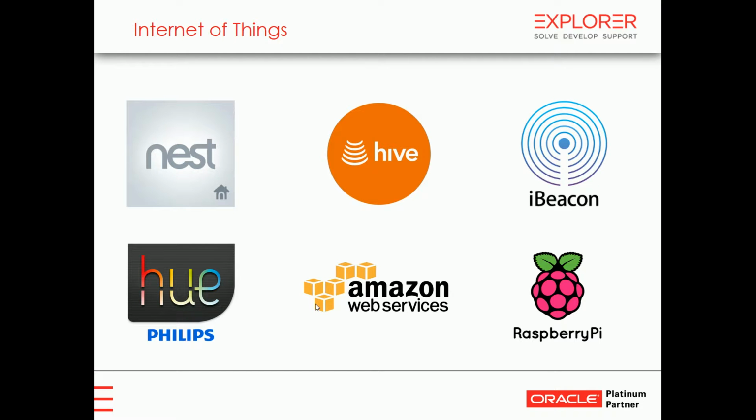We've got Nest and Hive, which allow you to control your home, so your heating and your lights and your security cameras and things like that. And Philips Hue is a very similar thing, but just for lights. We've got Amazon Web Services, which is a constantly expanding set of APIs, which include things like voice recognition, and you can connect to this using the APIs.